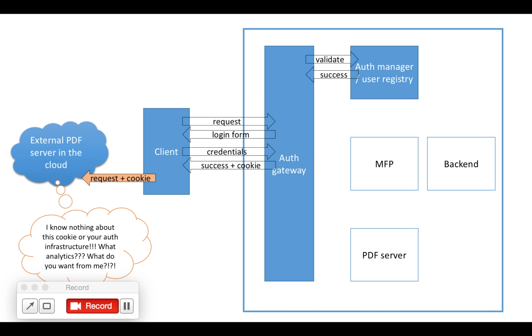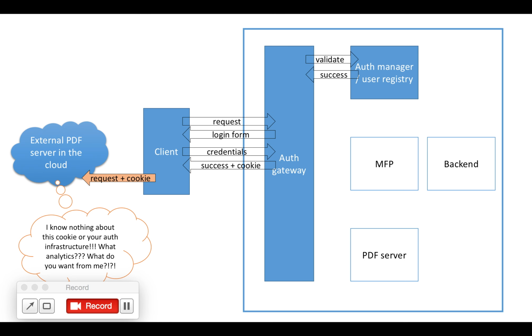Let's assume the client made multiple round trips with the authentication gateway, authenticated, and got a cookie that actually means I'm authenticated. So if you're making a request with that cookie to the external PDF server, this cookie doesn't mean much. The only entity this cookie means something for is the authentication gateway, because the authentication gateway uses this cookie to let your request inside of the infrastructure. But you're not even trying to get inside the enterprise infrastructure. You're making a request to an external service in the cloud, right?